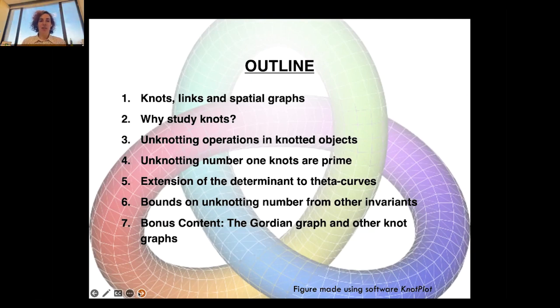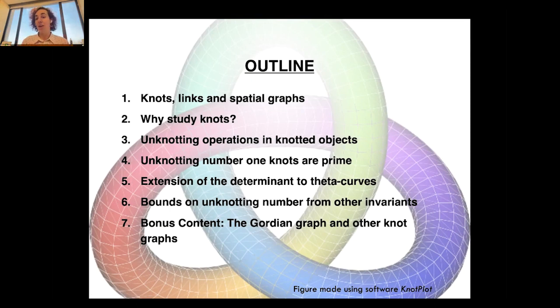And then I want to get on to knotting operations in knots, links, spatial graphs, tangles, and other knotted objects, and then discuss the result that on knotting number one, theta curves are prime, which is a generalization of the statement that on knotting number one, knots are prime, a classic result from knot theory due to Charlemagne.